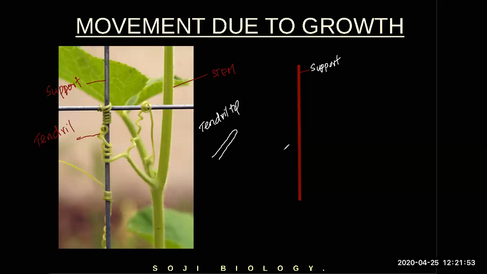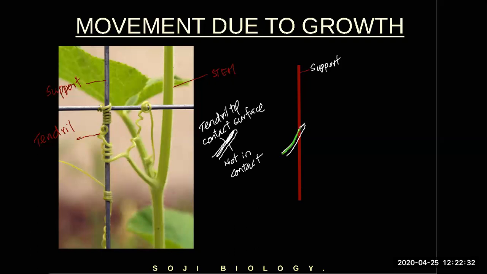When the tip comes close to the support, you will find two sides on this. One side of the tendril is in contact with the support. So that's the contact surface. And the other one is not in contact, the opposite side. This side is not in contact with the support. So this tendril has two sides. One side is in contact with the support, which is this part, right?